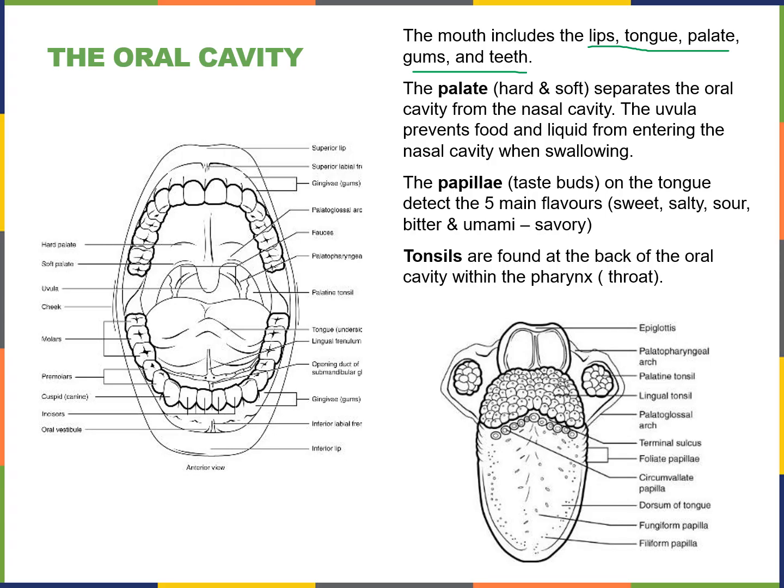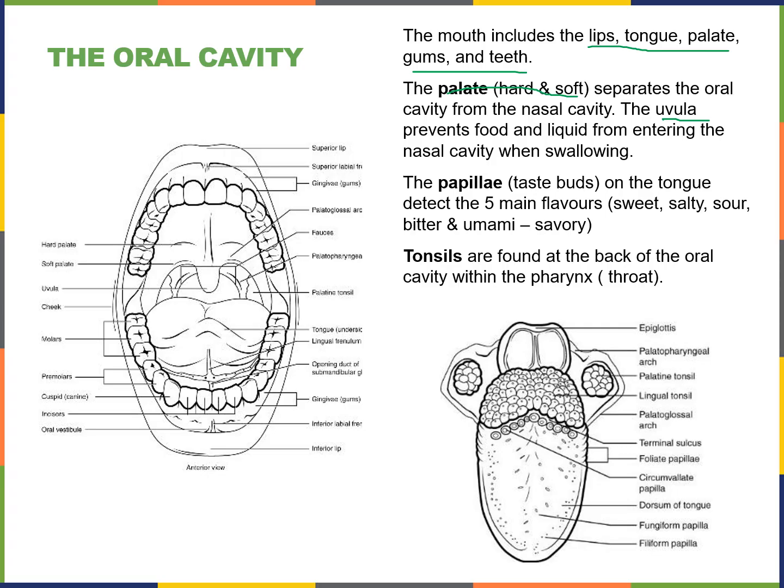So the oral cavity is separated from the nasal cavity by the hard and soft palate. The hard palate is bone. The soft palate is more muscular tissue. The soft palate extends a little bit to give you the uvula, which is that thing that hangs down at the back of your throat when you say ah.